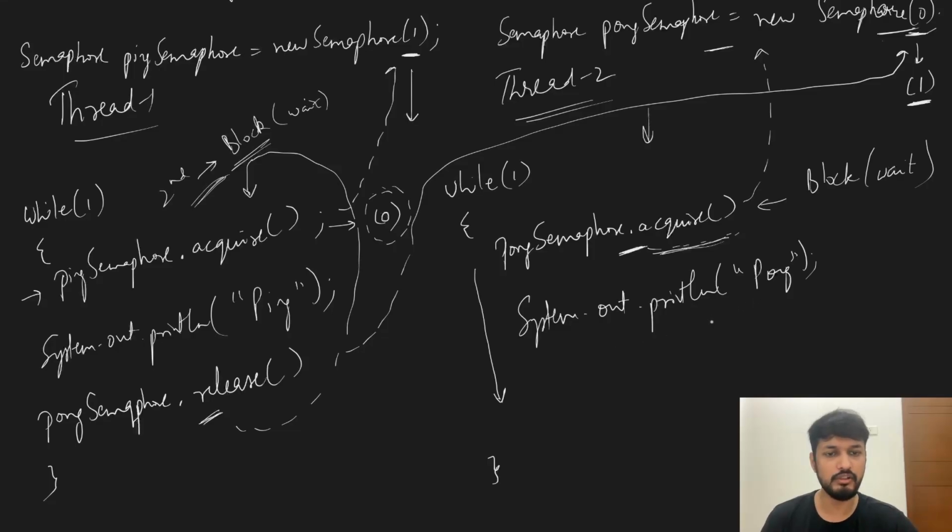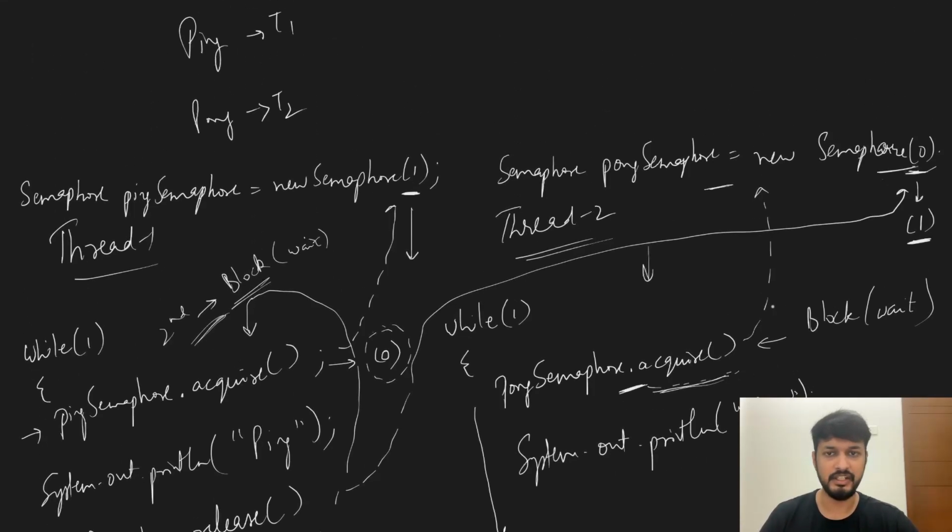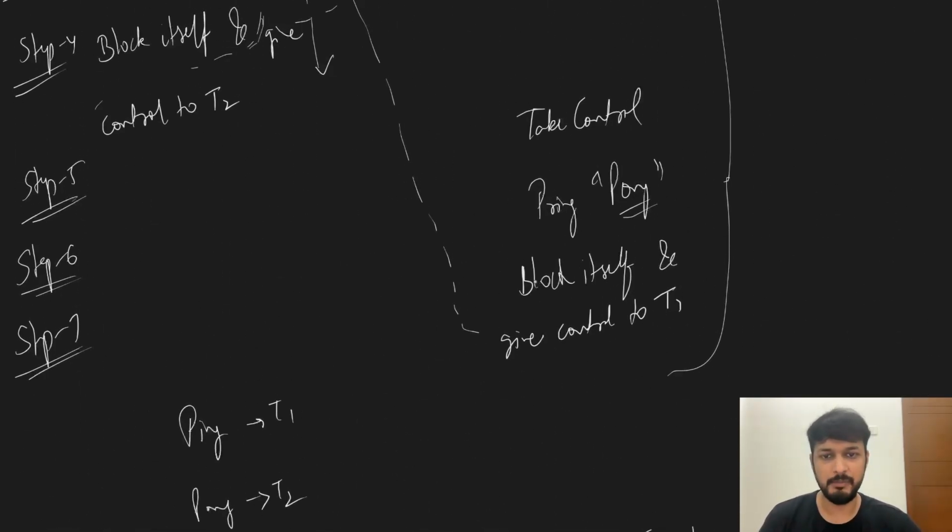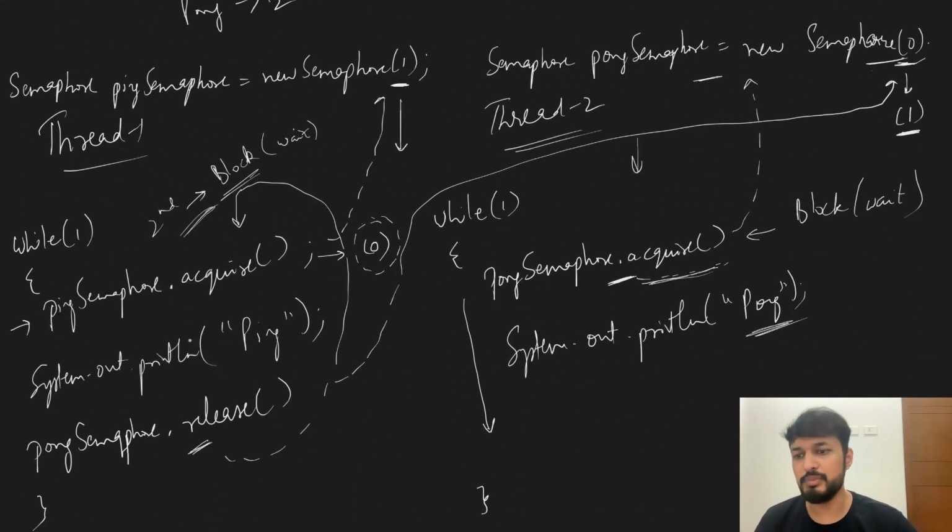Right, System.out.println, Pong is printed. What is the next step? Seventh step: block itself and give control to T1. How will we give control to T1? T1 is blocked on ping semaphore because there are no permits available.